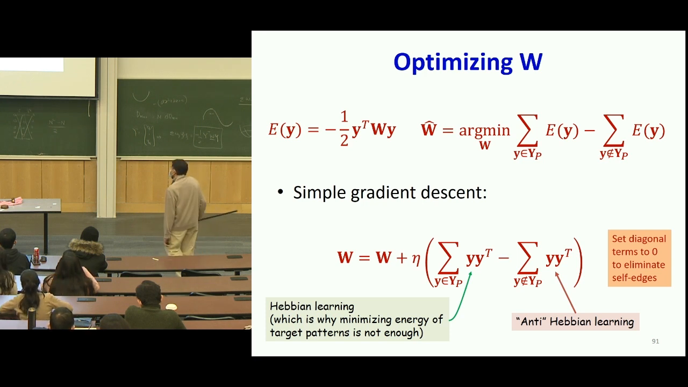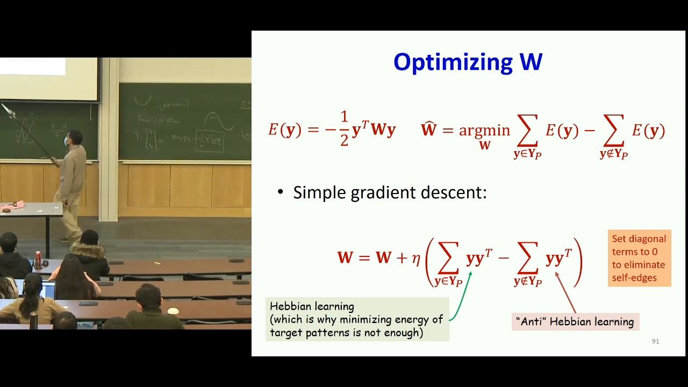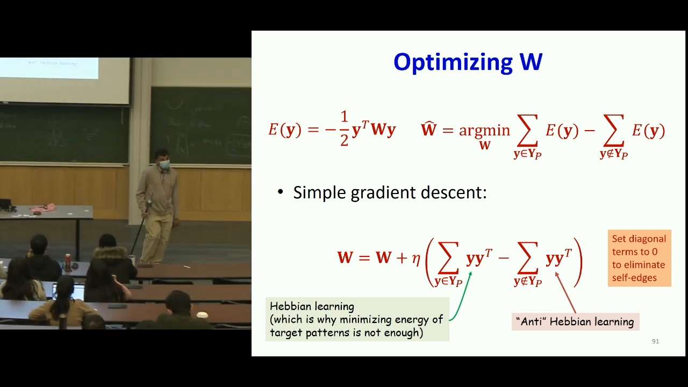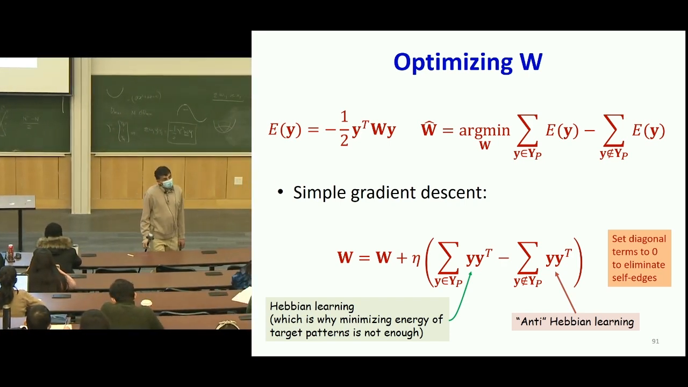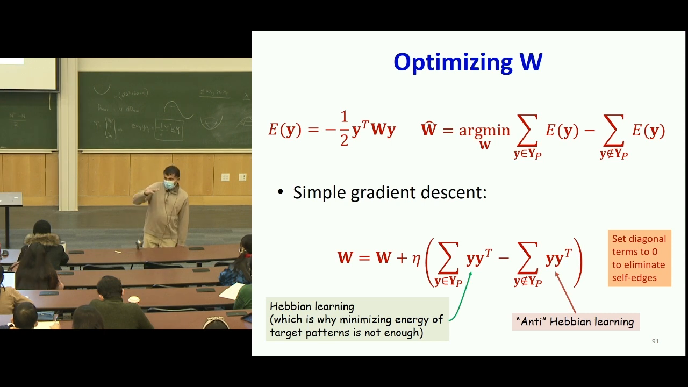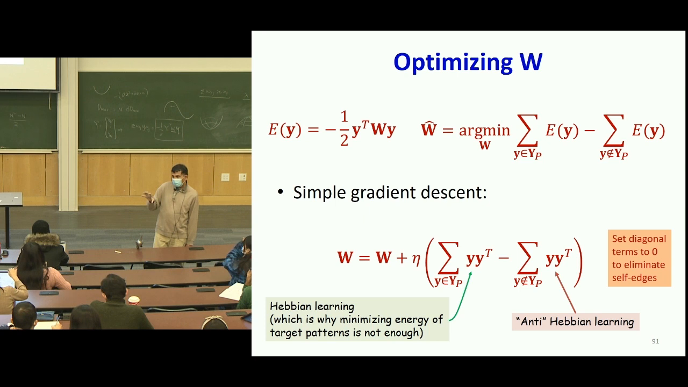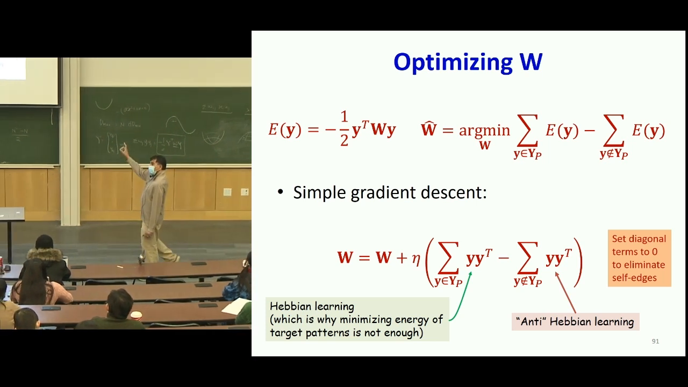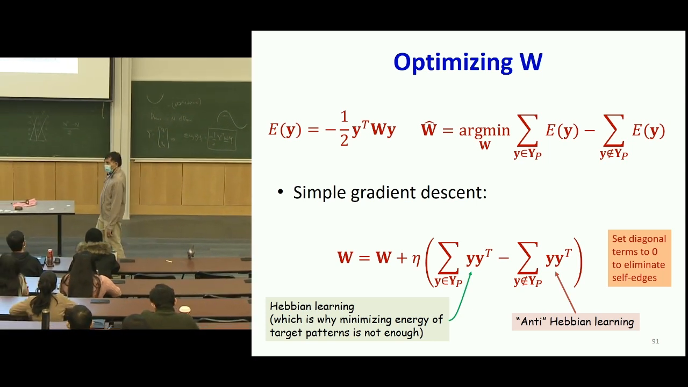So this guy here is the sum of y y transpose of all the target patterns. This guy here is the sum of y y transpose of all the non-target patterns. Now, y y transpose is simply the product of the bits, every pair of bits. So that's just Hebbian learning. The first component is just straight up Hebbian learning, right? You're just performing Hebbian learning over all the target patterns. The second component is Hebbian learning on the patterns you're not trying to remember.